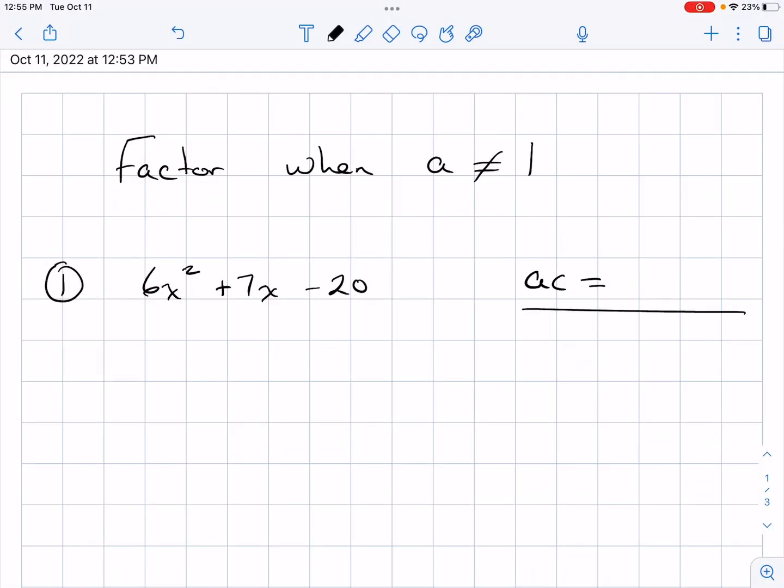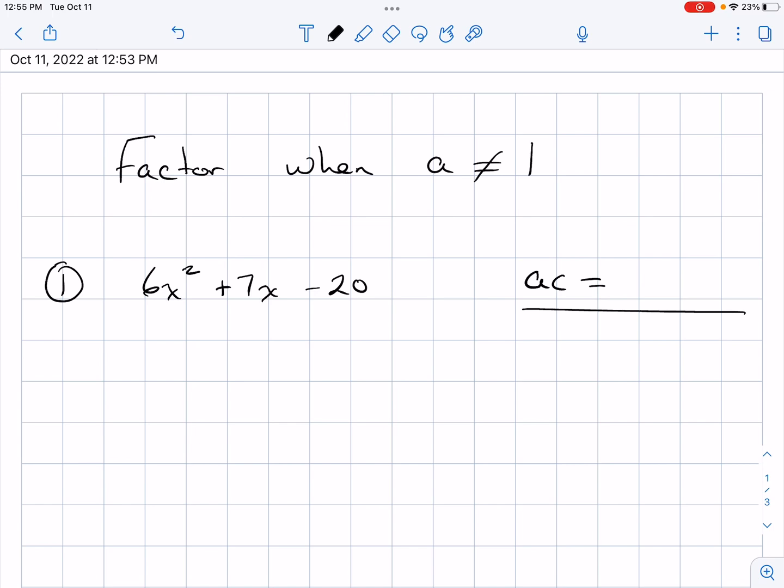Factoring a trinomial when a is not 1. The first step we do is always look for a GCF. Is there a common factor that goes into each of the numbers? There's not on this problem. Nothing goes into 6, 7, and 20 nicely other than 1.